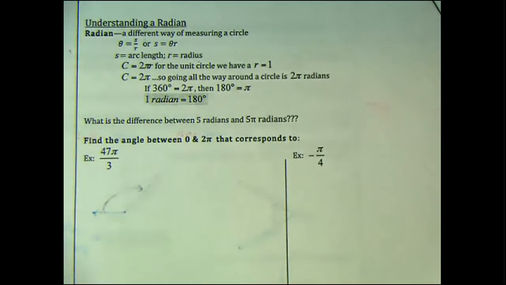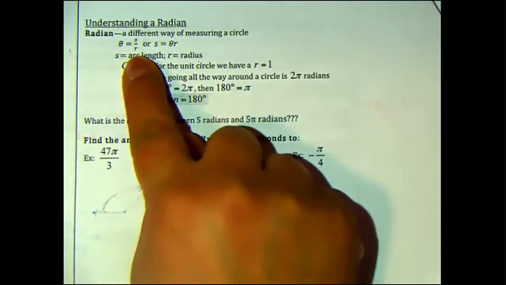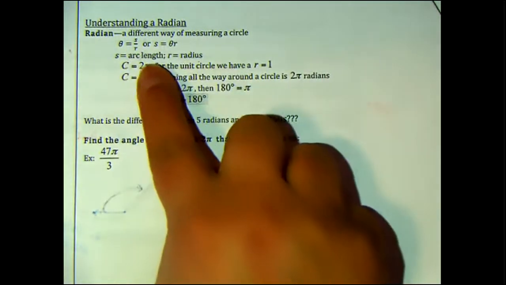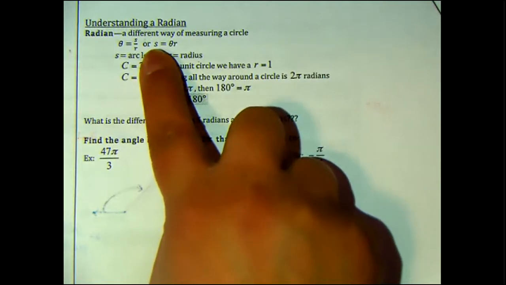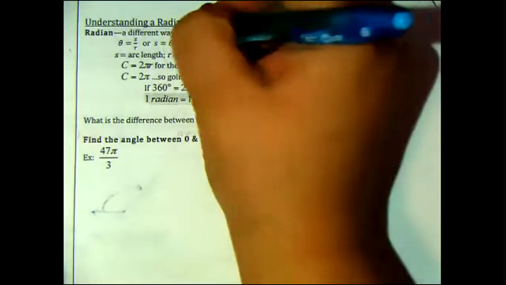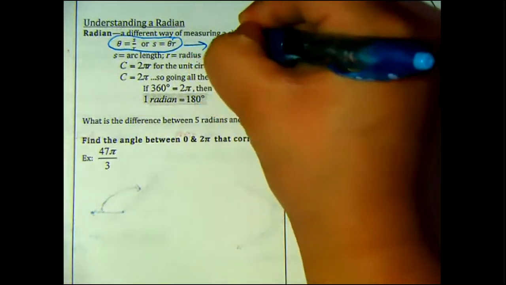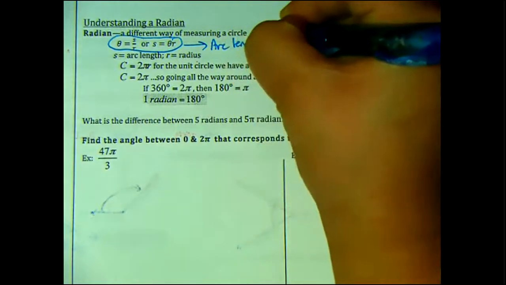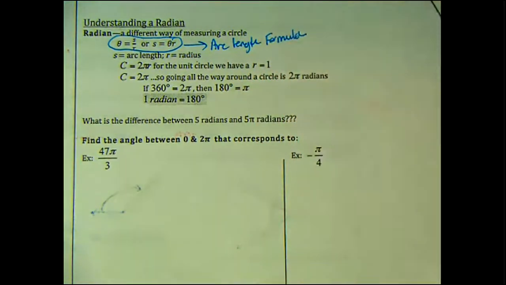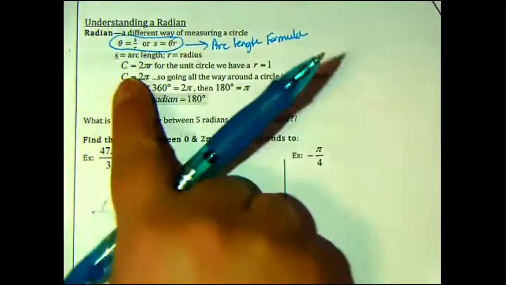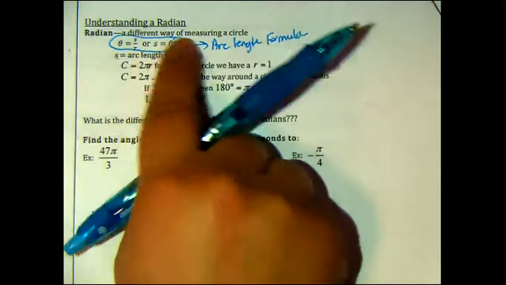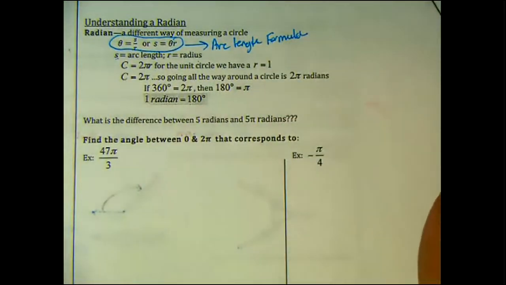The radian is a different way of measuring a circle. Our radian measure can equal our arc length over our radius. But this also gives us our arc length formula, which we're going to be using next Thursday. This is the arc length formula, where S is our arc length, R is the radius, and theta is our angle in radians.